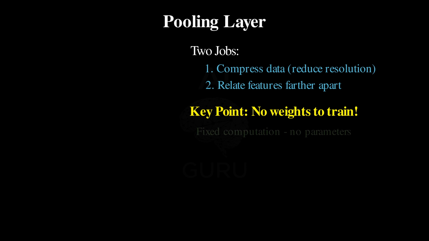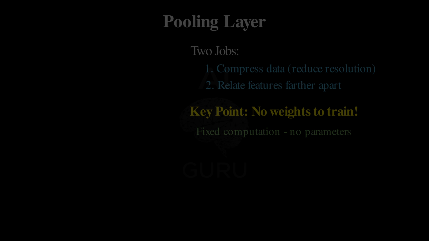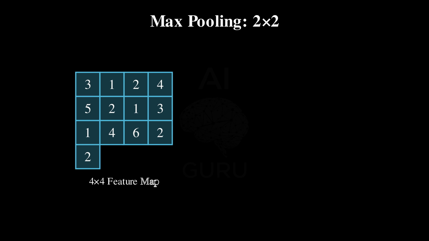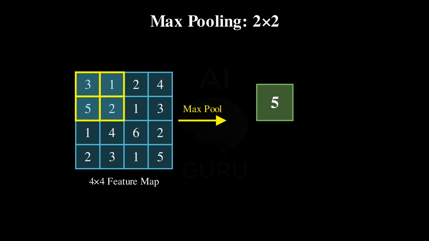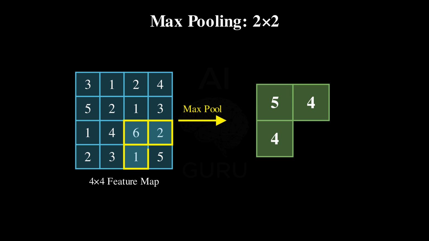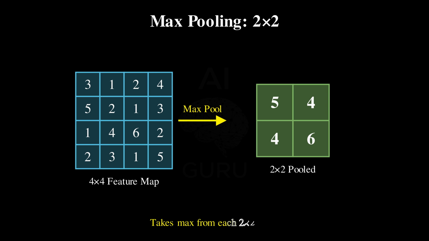Does this pooling layer have weights to train too? No, and that's a key point. Pooling is a fixed computation. There are no parameters to learn. It just takes a small, non-overlapping grid, say, a 2 by 2 block, and replaces it with a single value. And that's usually just the max value from that block. Almost always, it's called max pooling. You just take the biggest number from the 4 inputs. It's simple and it works.